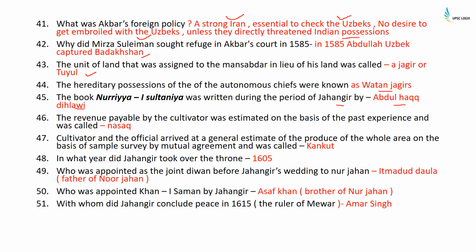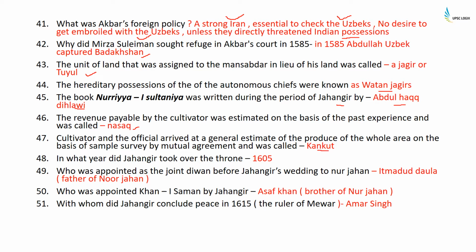The revenue payable by the cultivator was estimated on the basis of past experience was called the Nasak. The cultivator and the official arriving at a general estimate of the produce of the whole area on the basis of a sample survey by mutual agreement was called Kankut.